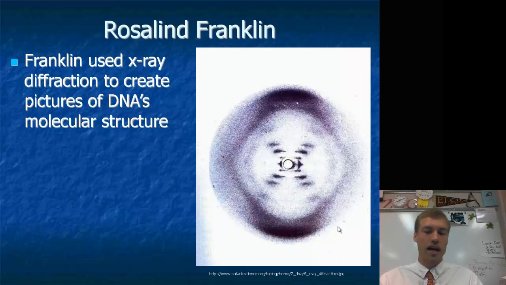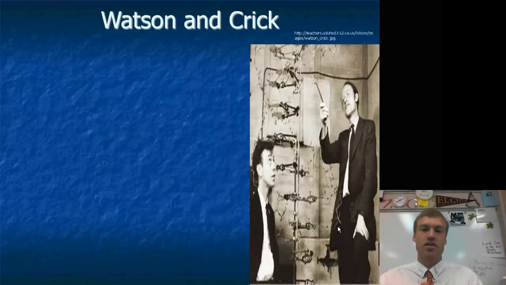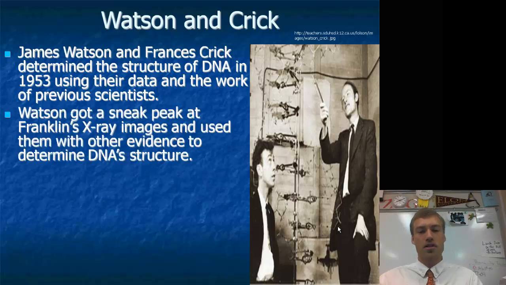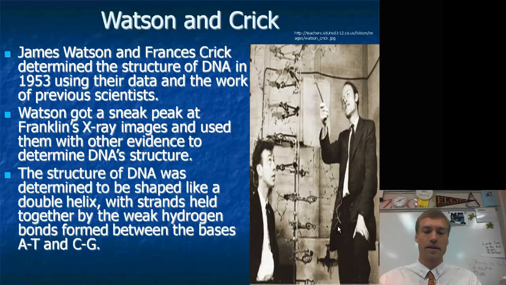But at the time she got shafted a little bit, and that's because there are these two guys named Watson and Crick. Watson and Crick determined the structure of DNA in 1953, and they used their work and the work of the previous scientists, and they also took a sneak peek at Franklin's X-ray images before they were published for the rest of the scientists to see. So they got a head start. And they didn't ever give Rosalind the credit she deserved until much later on.